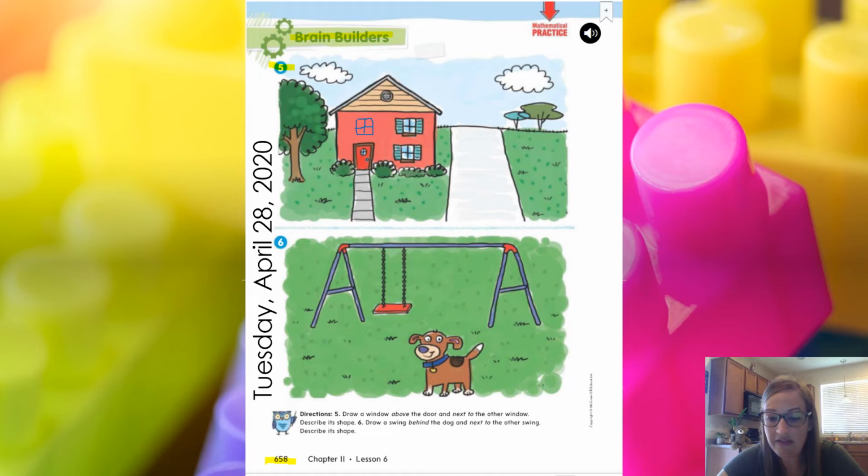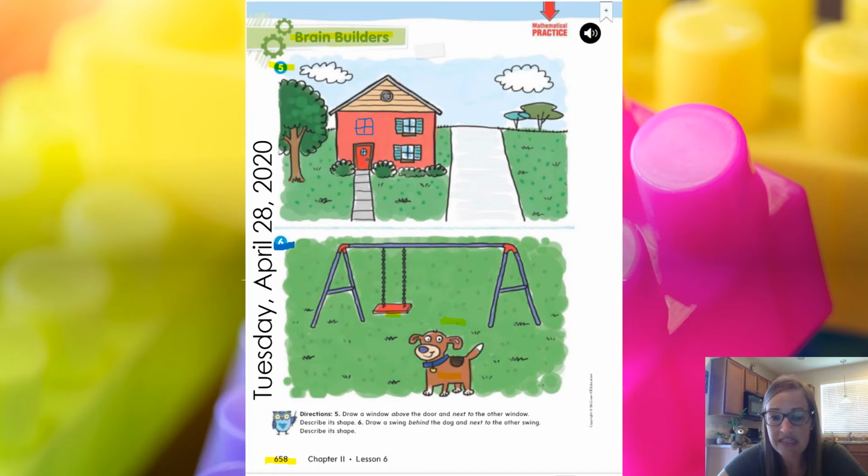All right, and then we're going to go down to number 6 where you see the dog. On number 6 it says to draw a swing behind the dog and next to the other swing. Well, here's the dog and we want to go behind it. And then also here's the swing and we want to go next to it. So I'm going to get my tools to draw.